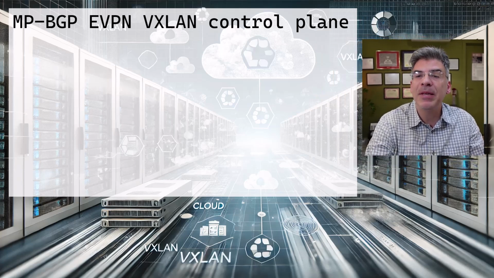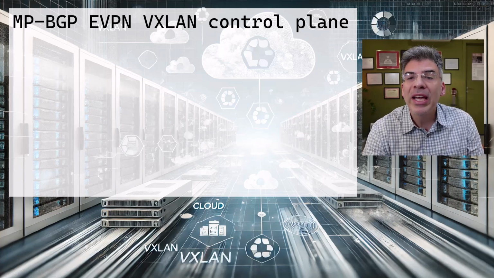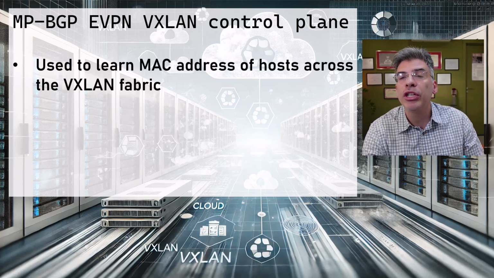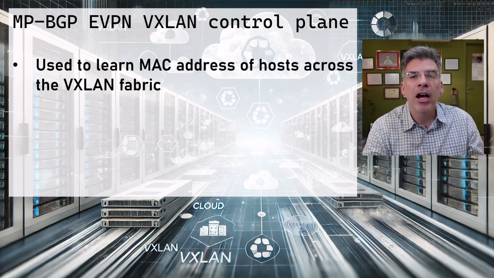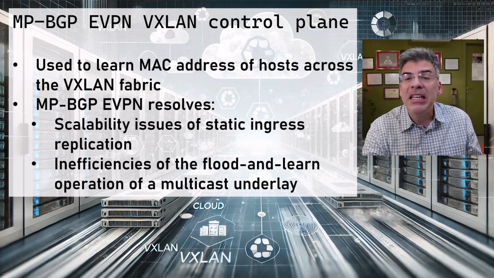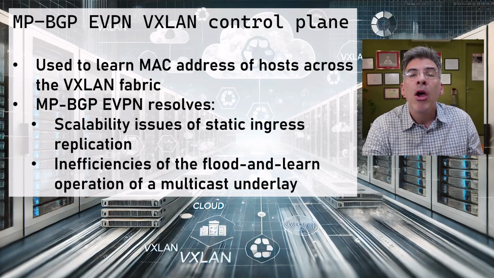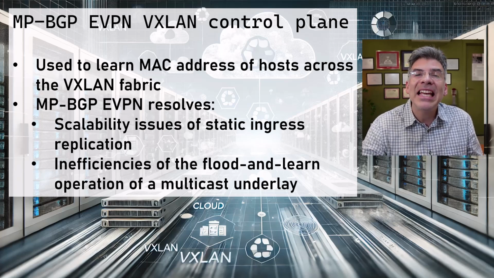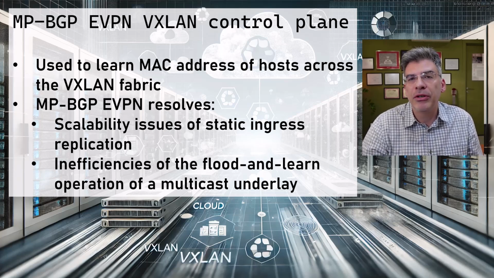In a previous video, we went over the operation of the MP-BGP EVPN solution for VXLAN. And in particular, we examined how this technology can be used to learn MAC addresses of hosts on the same VNI across the VXLAN fabric. Now remember, MP-BGP EVPN is a solution that resolves the scalability issues that come with statically defining the VTEP to VNI mappings, as well as the inefficiencies of the flood and learn operation that the multicast underlay uses.